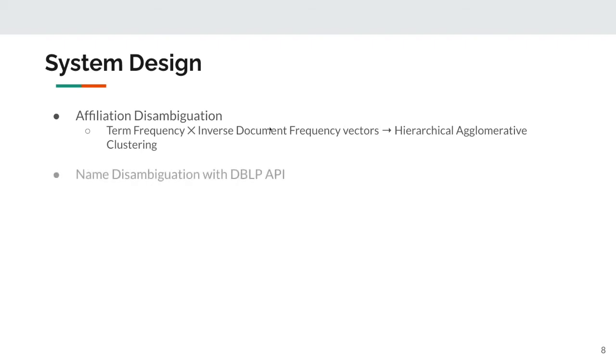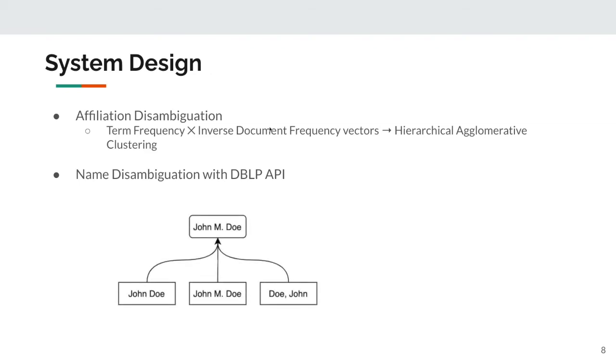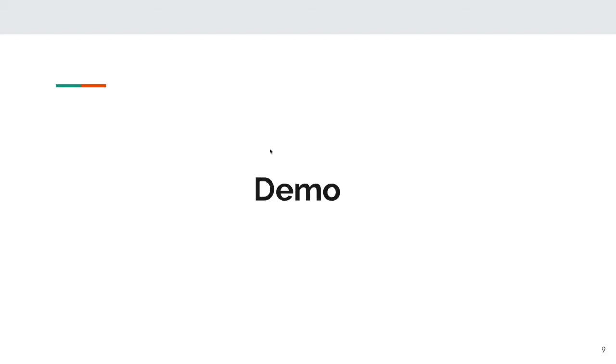We then leverage the existing scholarly knowledge base DBLP directly for further scholar name disambiguation. We utilize the DBLP API to resolve cases where inconsistent naming conventions exist, such as the one above. And that concludes our system design.